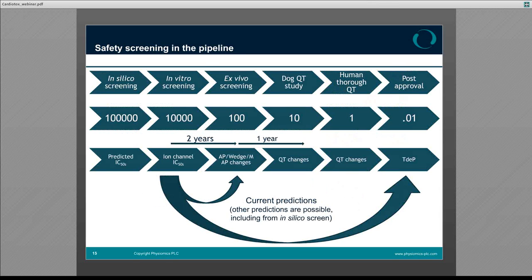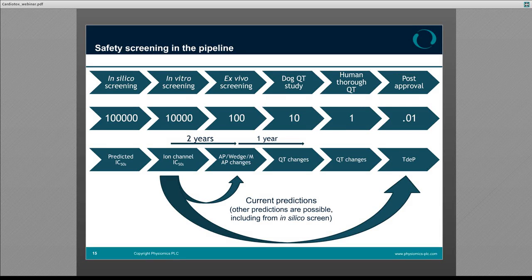So, safety screening the pipeline. This brief slide basically shows the number of compounds that go through different stages of the pipeline. As you can see, there's always a huge number of compounds early on in the pipeline and fewer compounds as we move through the pipeline. Now, this is quite a linear process. Whenever we develop a new assay or a new technology, the idea is to use it to help us understand what the effects are likely to be in the next stage of the development. This slide also demonstrates where we currently are in terms of our cardiac prediction technology.